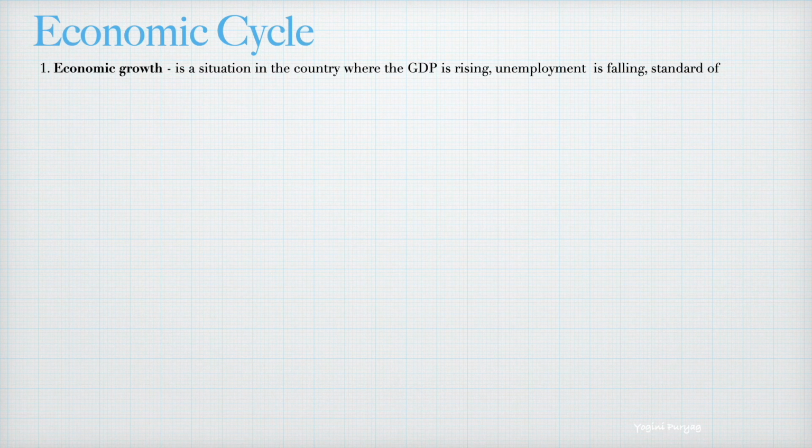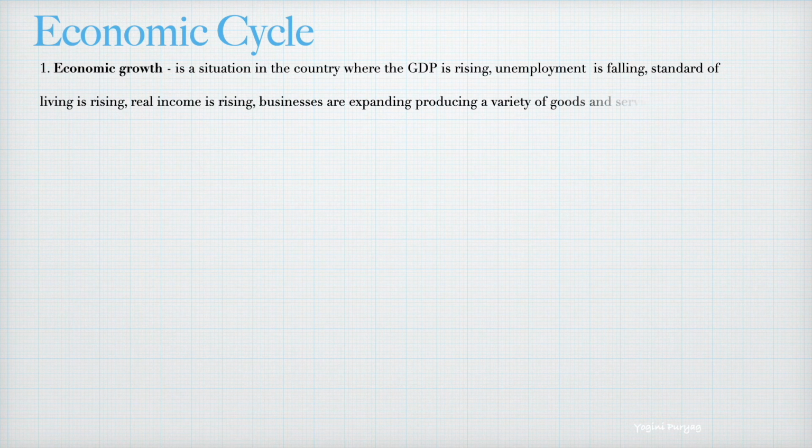One, economic growth is a situation in the country where the GDP is rising, unemployment is falling, standard of living is rising, real income is rising, businesses are expanding, producing a variety of goods and services, and the country is making a balance of payment surplus.